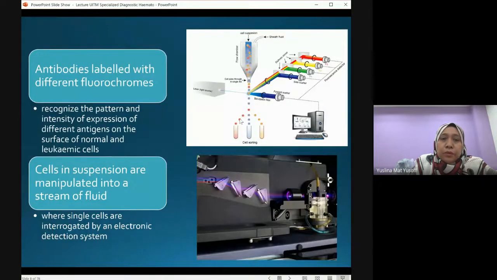What we do is lyse the cells and stain with antibodies labeled with different fluorochromes, to recognize the pattern and intensity of expression of different antigens on the surface of normal and leukemic cells. Then this cell suspension is manipulated into a stream of fluid, where the single cells are interrogated by an electronic detection system. So we will identify the cells, and this is what really happens in the machine.